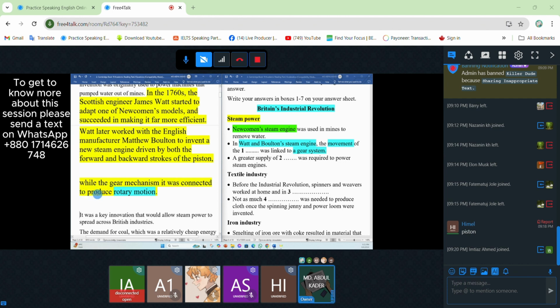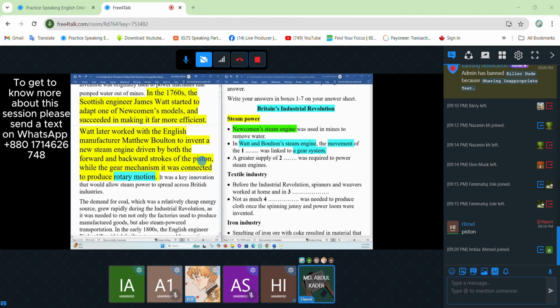connected to produce rotary motion with the gear mechanism. That means it was connected with the gear mechanism. Here it was linked to a gear mechanism. So that was the fact. Therefore the exact or correct answer is piston. Yes.